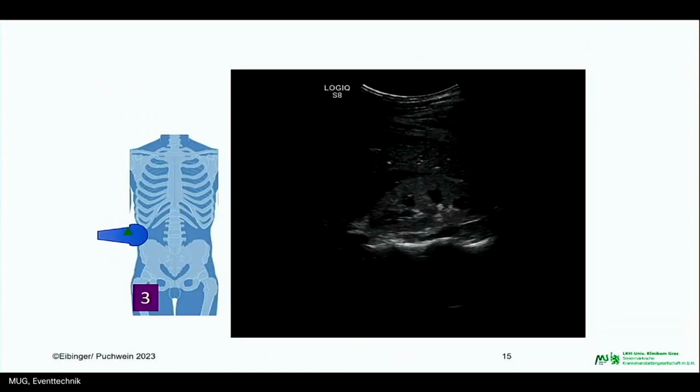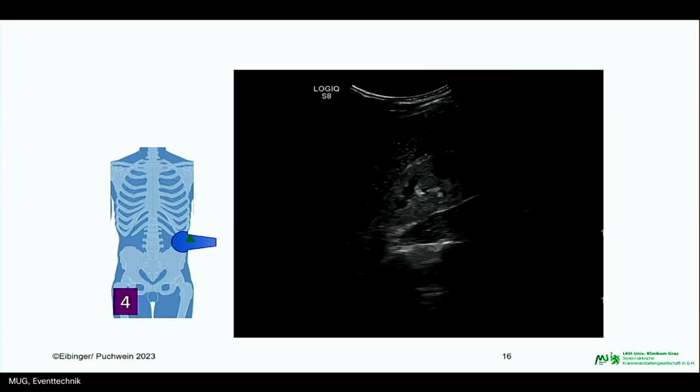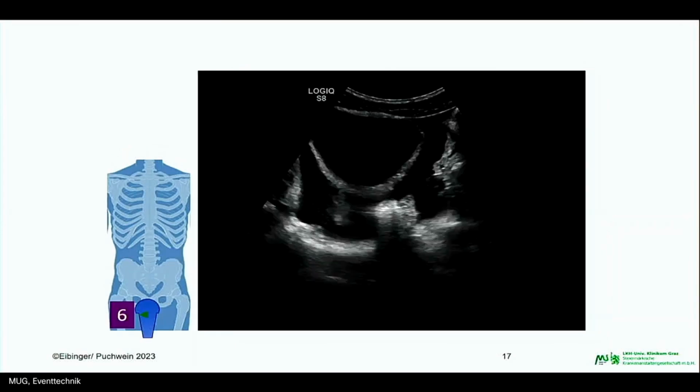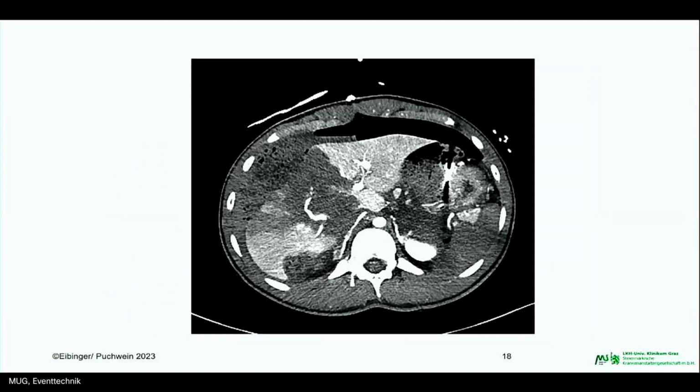Here you have the first ultrasound image. You also have here massive free fluid around the liver. If you continue here to the spleen area, you also have here the free fluid on the left. And this is a very impressive image from the bladder area. Usually you don't see that much fluid in the small pelvis down there, but here you have around the bladder massive free fluid.